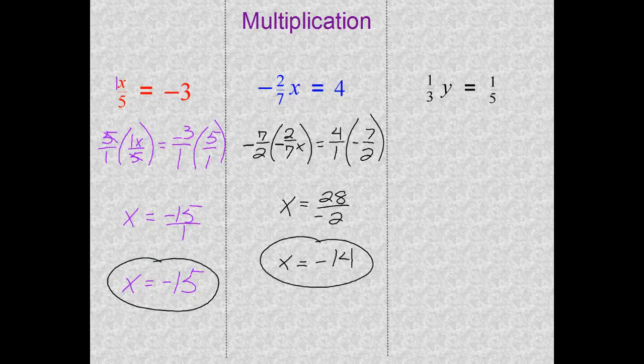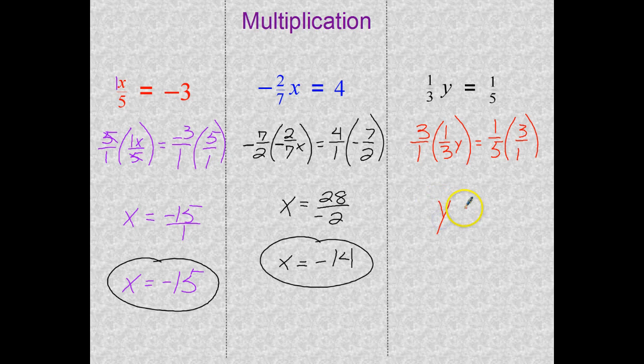All right, last one here on the right. Same idea, we have a fraction touching a variable. We would have to multiply by the reciprocal on both sides. And simplify. 3/5.